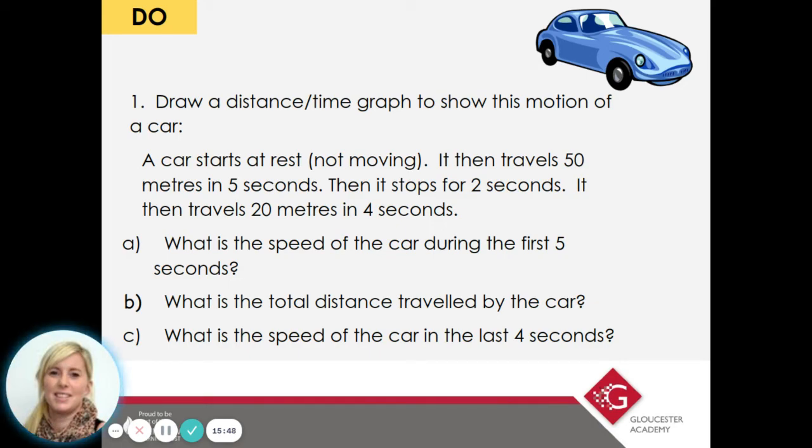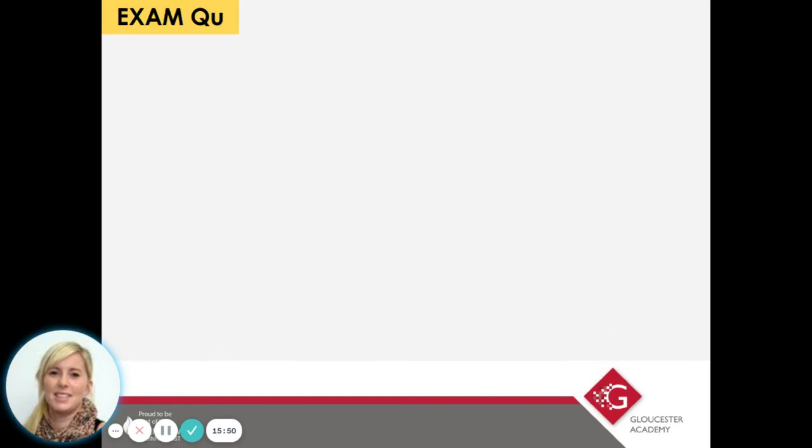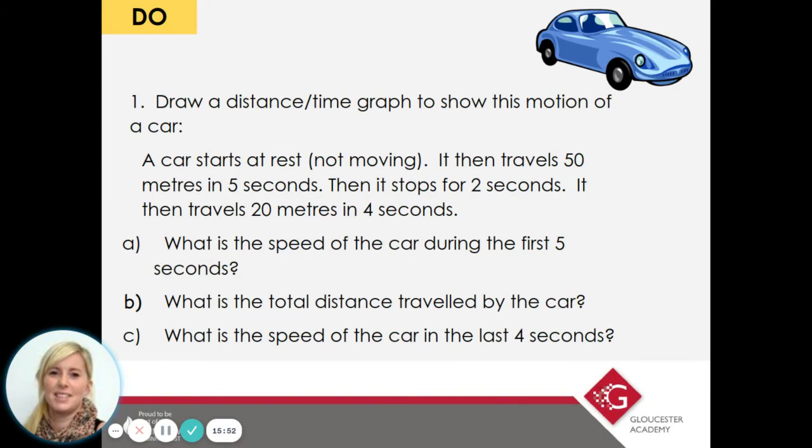Okay, sorry, I'm really sorry. I've just realised I haven't actually put in the answers for this question, so I should just do them verbally. What is the speed of the car during the first 5 seconds? What you should have done is the change in y, which would be the distance, so 50, divided by 5. 50 divided by 5 is 10 metres per second. So for A, the answer is 10 metres per second.